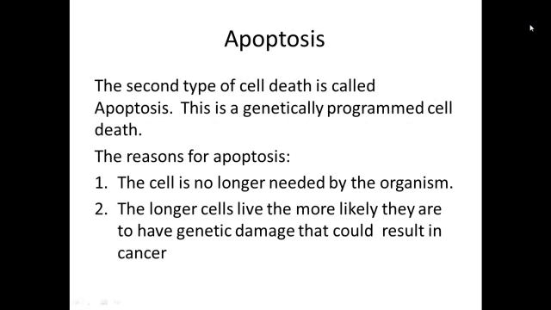Apoptosis is cell death that is genetically programmed. For example, sometimes it can happen when the cell or tissue is no longer needed by the organism, and so it shrinks, and then the cells die. Other times, the cell could have genetic damage or could result in a cancerous cell, and so the cell goes through apoptosis to destroy itself.